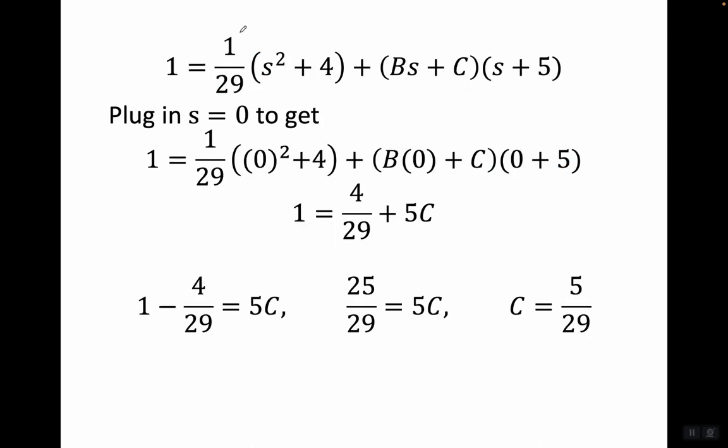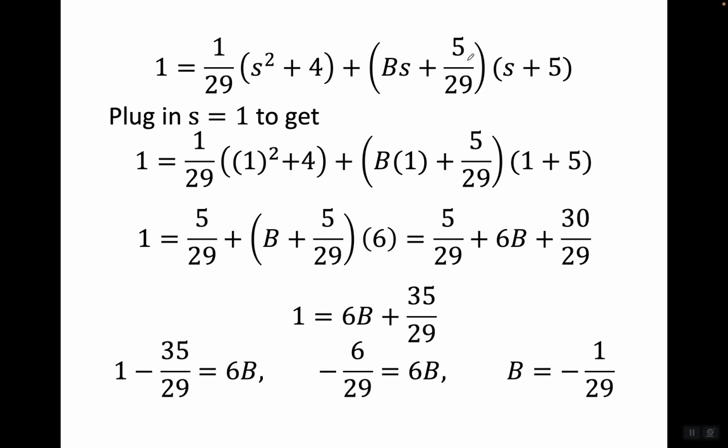Awesome. So let's plug in 1/29 for A. Now let's find what B and C are. So here, again, we can plug in any old value of s. That should be fine. There's really no more strategic values of s. So plug in s equals 0, for example, and you'd end up with 1 equals 1/29 times (0 squared plus 4) plus B times 0 plus C times (0 plus 5). In other words, 1 equals 4/29 plus 5C. 1 minus 4/29 is 5C. 25/29, in other words, is 5C. So C equals 5 over 29.